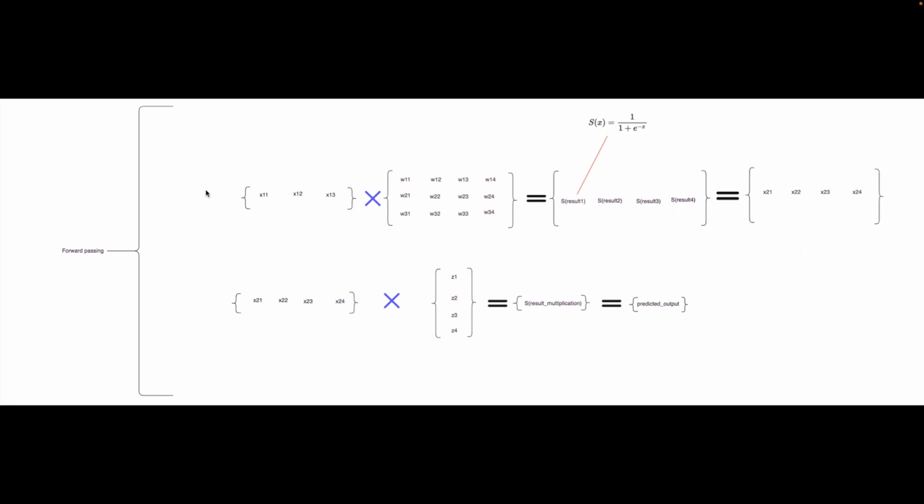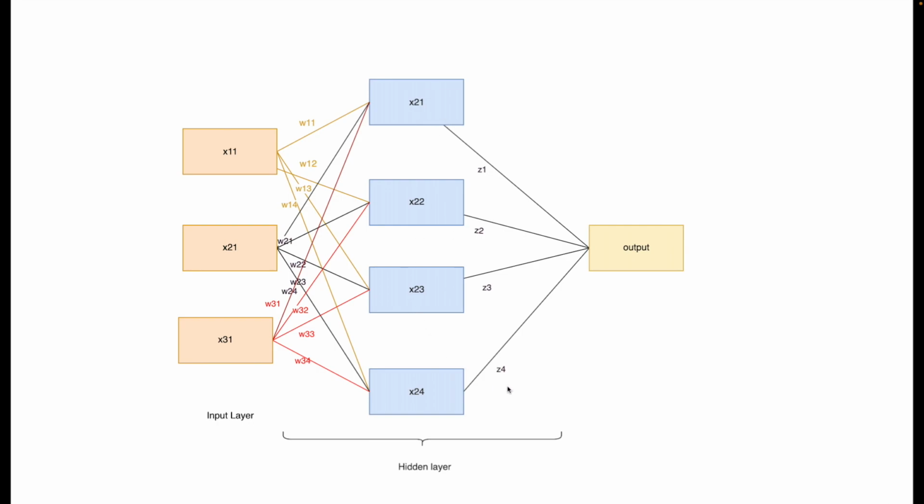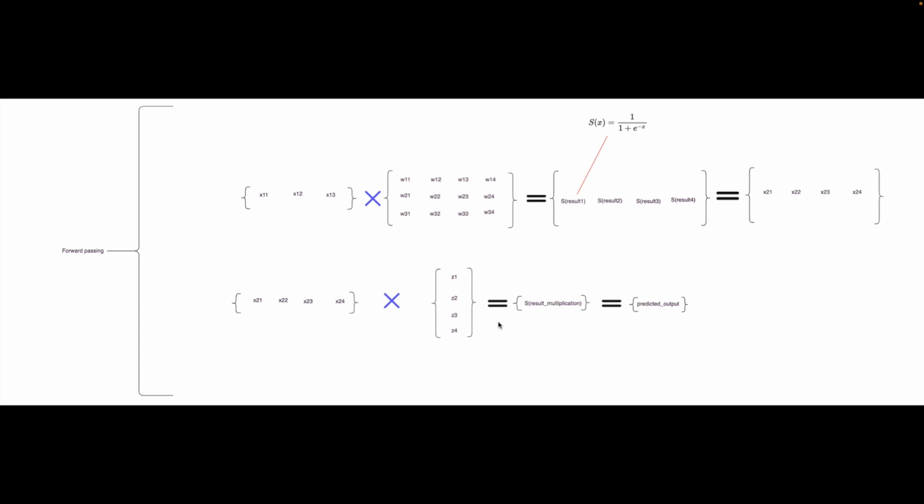So the change in the input is not proportional with the change in the output. That's what nonlinearity stands for. Next we have the matrix of neurons from the hidden layer, and we have to compute the output. So we take the hidden layer values and we multiply them with the matrix formed with the weights between the hidden layer and the output. We apply the sigmoid function and we have the predicted output.